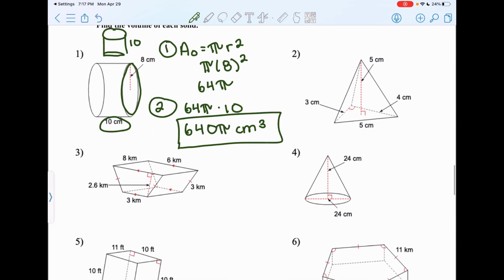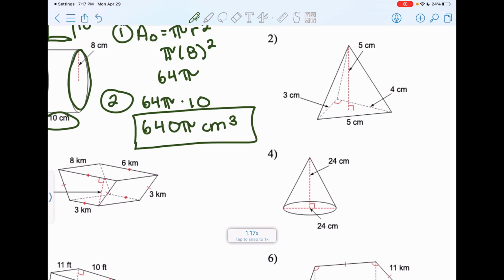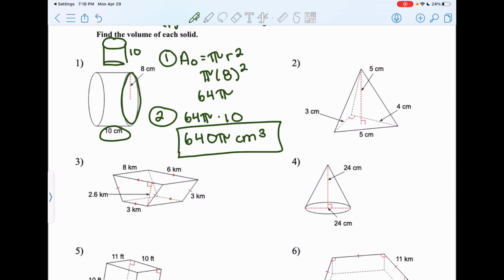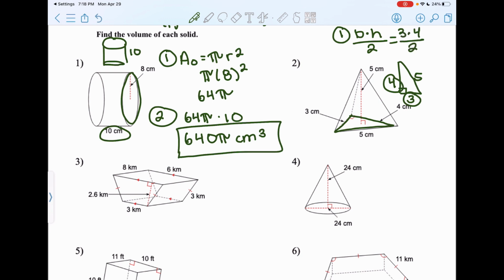Let's try number 2. In number 2, I have a triangular pyramid, so my base is a triangle. So step 1, to find the area of a triangle, I do base times height divided by 2. And looking at my right triangle, if I were to draw this upright, it looks like my base and height are 3 and 4. So 3 times 4 divided by 2 will give me 6. That is the area of my base.